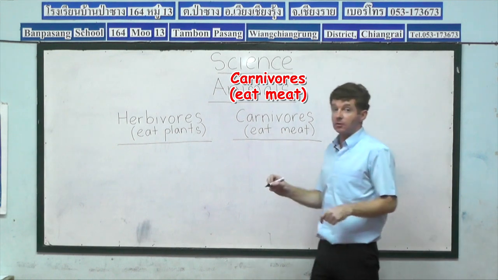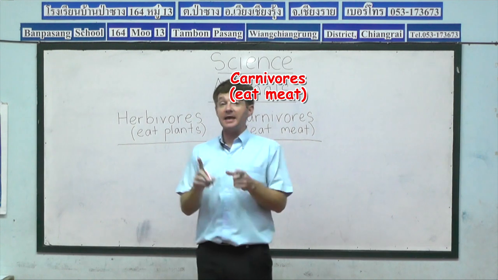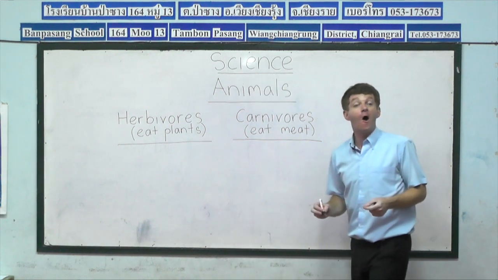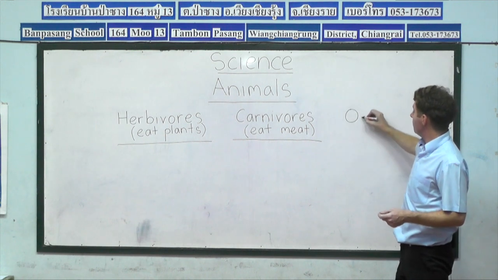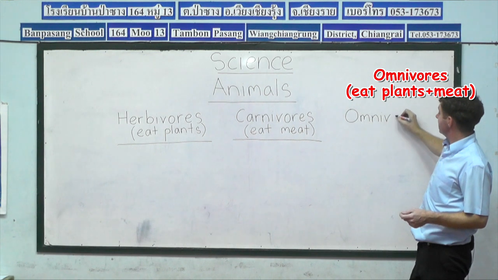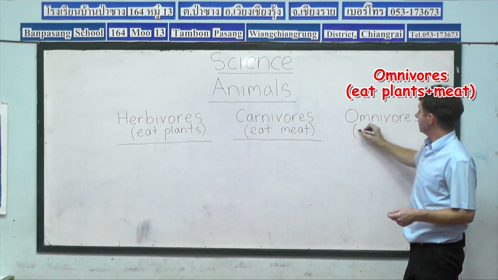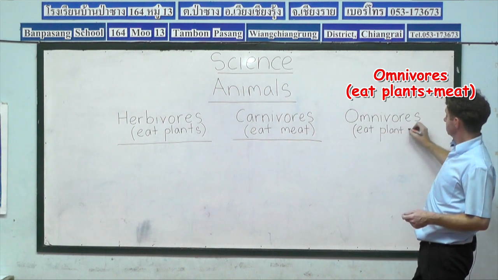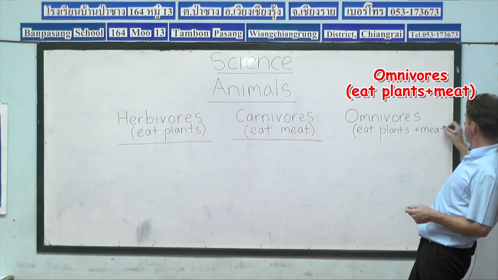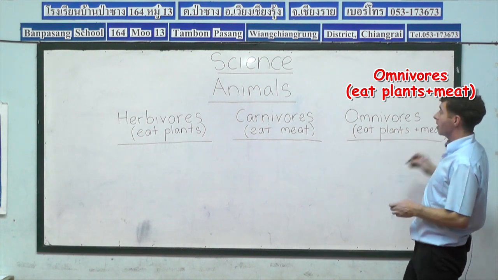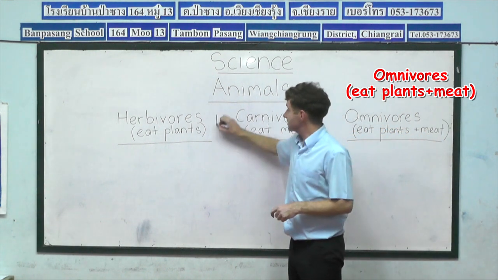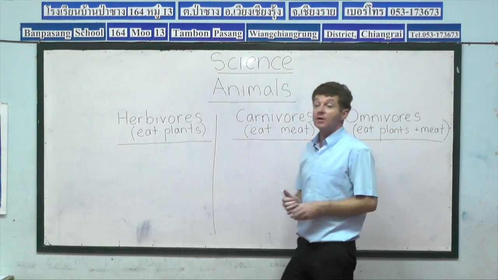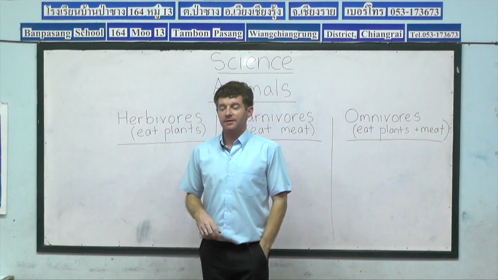And then we had our final and third category. These are the animals that eat both plants and meat. They can eat either. They're not bothered. But what was the name of that category? Omnivores. Yes, excellent, guys. Well remembered. O-M-N-I-V-O-R-E-S. And omnivores eat plants and meat. Well done. M-E-A-T. Close brackets. So our three categories, herbivores eat plants. Carnivores eat meat. And then omnivores eat plants and meat. Yes, they get the best of both worlds.